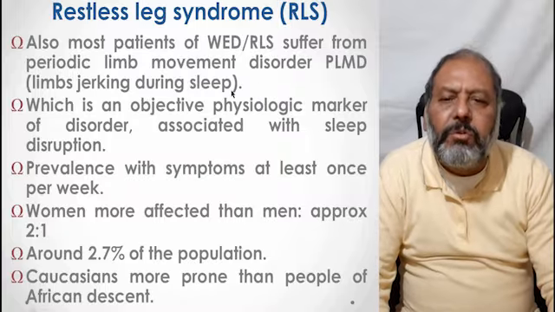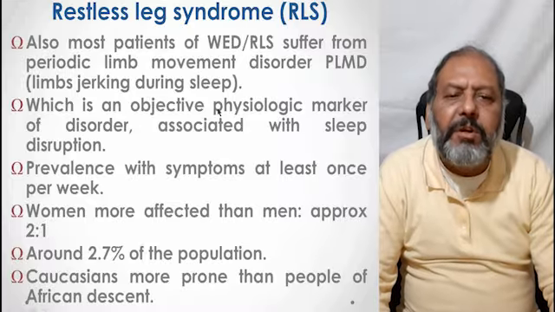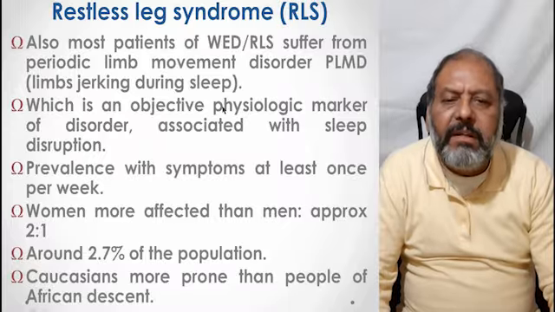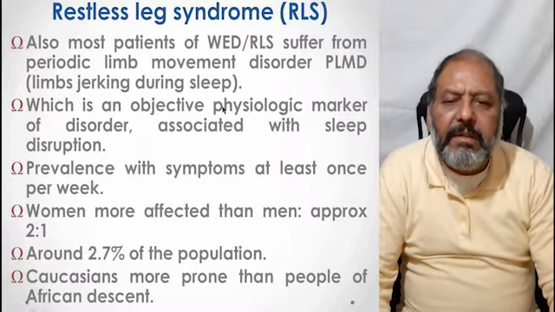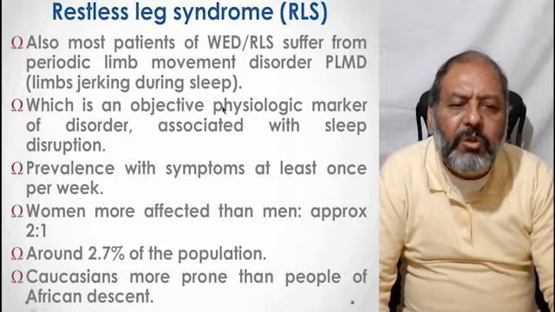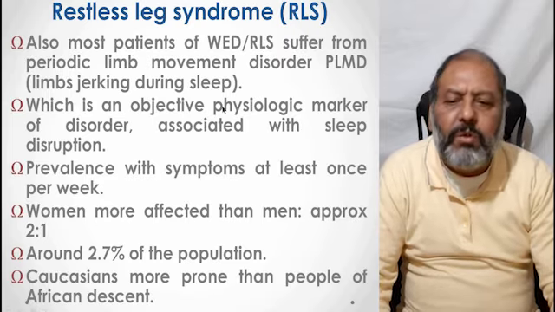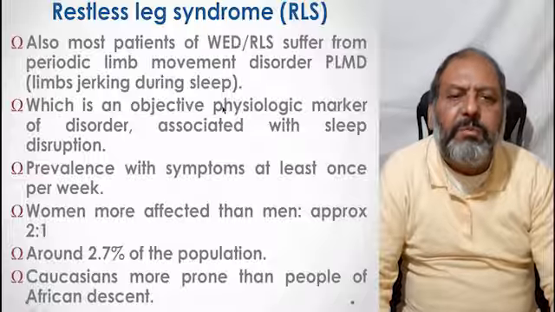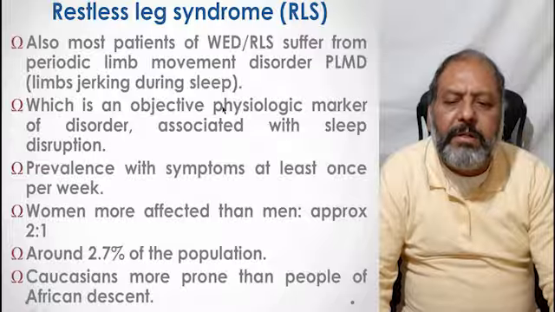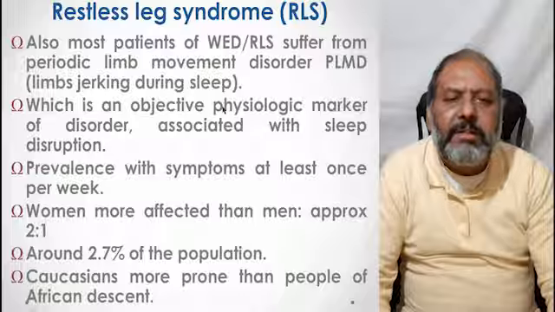Most patients with this problem also suffer from periodic limb movement disorder, which is called PLMD, limb jerking during sleep, which is an objective physiologic marker of the disorder associated with sleep disruption. Prevalence with the symptoms at least once per week occurs. Women are more affected than men, approximately a 2:1 ratio, and about 2.7% of the population of the world suffer from this problem.